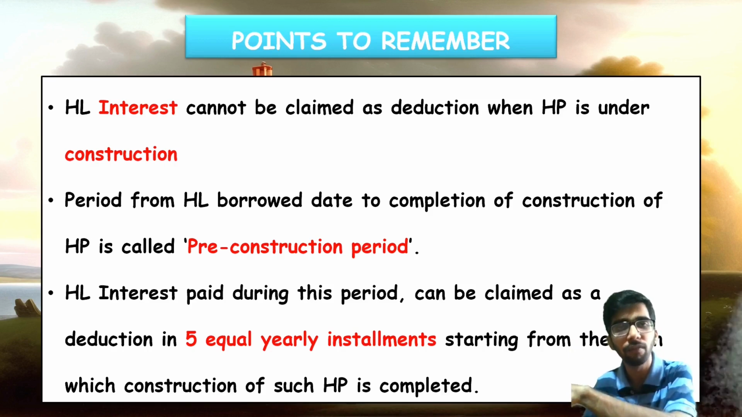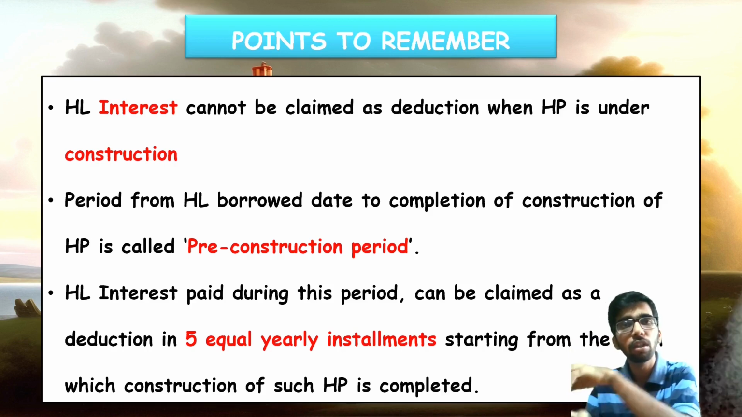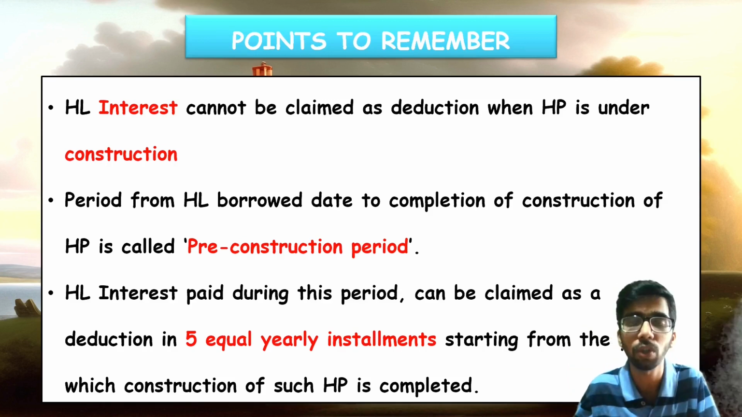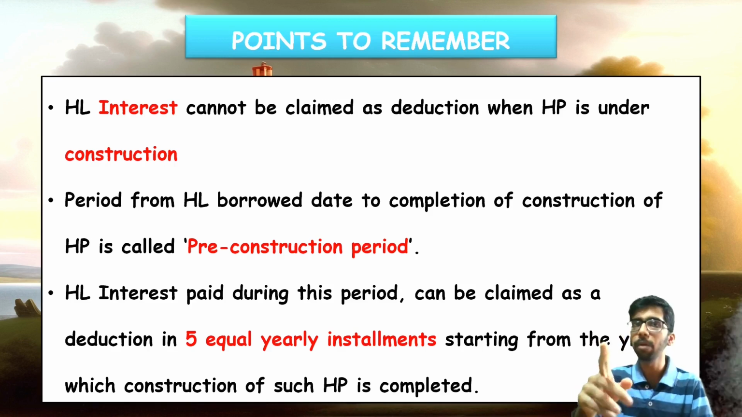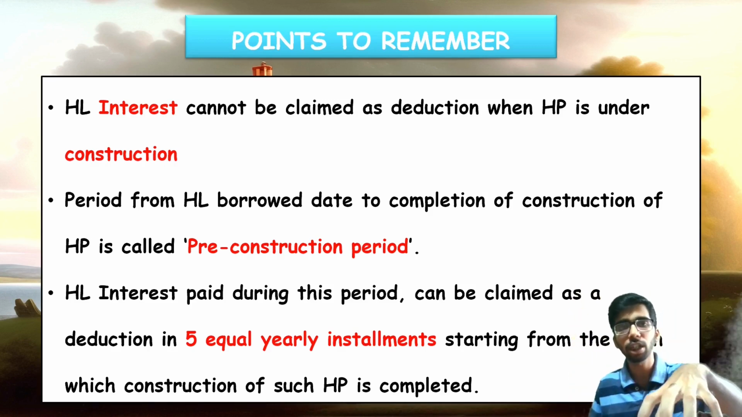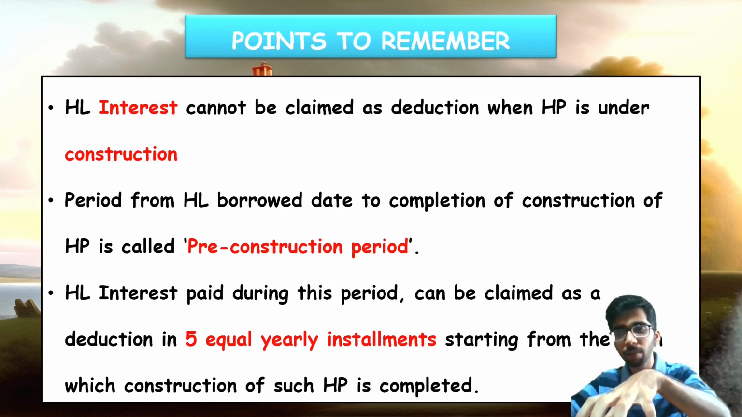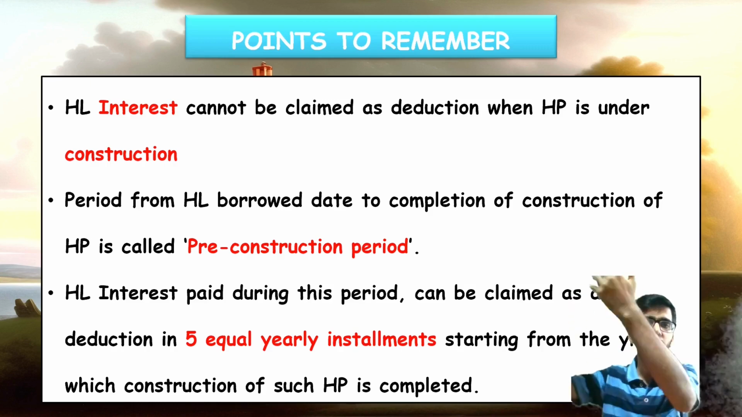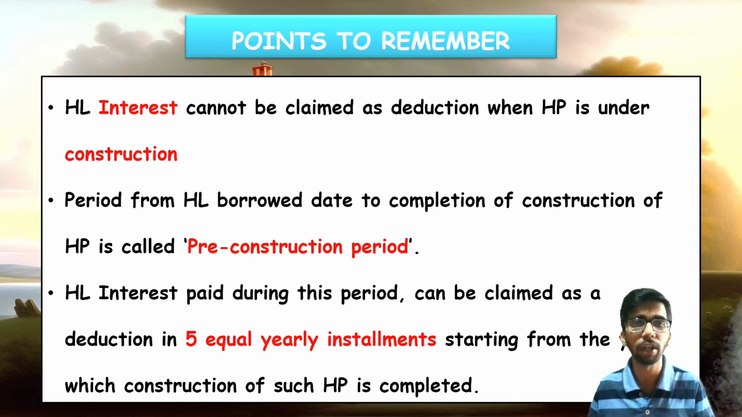20,000 plus the 2021 interest, both will be allowed as a deduction under section 24(b) as interest on housing loan. But remember, in case of a housing loan on a self-occupied house property, that pre-construction interest portion plus that year's portion should be restricted to 2 lakh. In case of a let-out house property, it can be unlimited. Okay, this is a point.